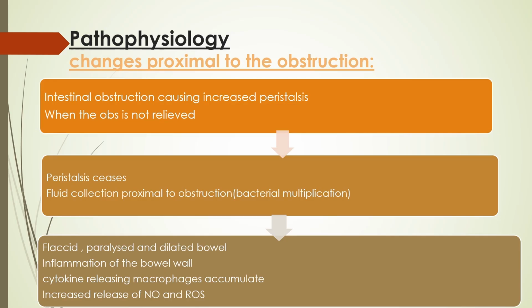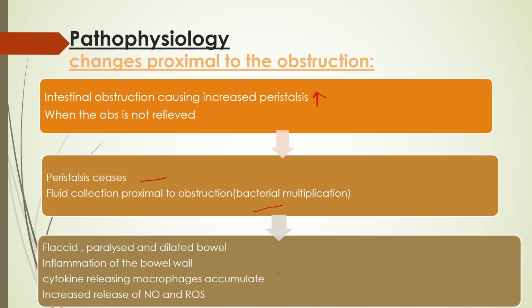Now I would like to draw your attention towards the pathophysiology of bowel obstruction. We can simplify it by looking at what happens proximal to the site of obstruction. Whenever intestinal obstruction occurs, the peristalsis increases to relieve the obstruction, but when this does not occur, the peristalsis ceases at some point. The fluid proximal to the obstruction accumulates and collects, in which the bacteria multiply. This results in a flaccid, paralyzed, and a dilated bowel due to the inflammation of the bowel wall.